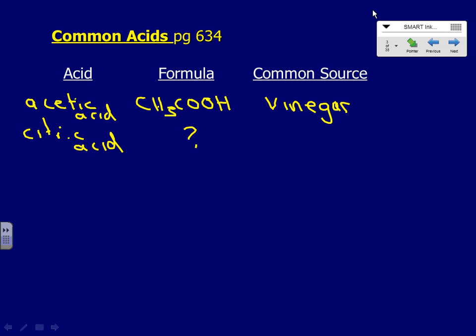Sources of citric acid. Yeah, lemons, citrus fruit, right? So lemons, oranges. What did I do here? I wrecked it. Citrus. Or is it citrus? I'm losing it.